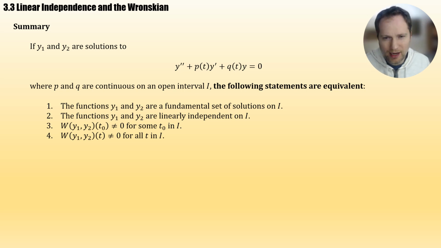So let's summarize our lesson. Again, I've stolen this from the book, but this is a nice little summary of the theorems from this section. So if y1 and y2 are solutions to our canonical differential equation here, a second order linear homogeneous equation, where again p and q are continuous on an open interval I, then these are all equivalent statements. So for number 1 and 2, I think we have that set in our minds probably, right? If we have two solutions that are a fundamental set of solutions, then that means the same thing as linearly independent. So they're interchangeable terms. I can say, oh, you mean a fundamental set?